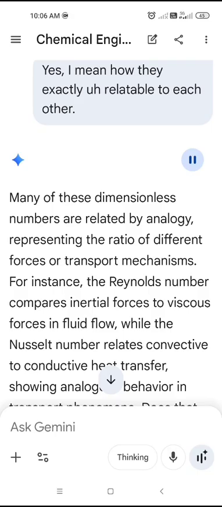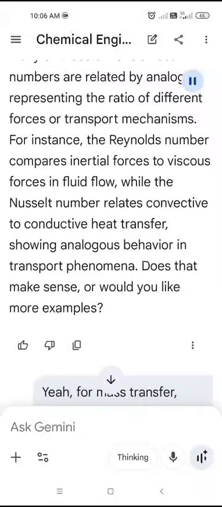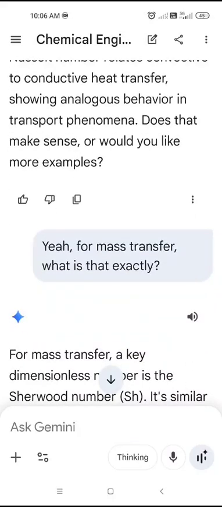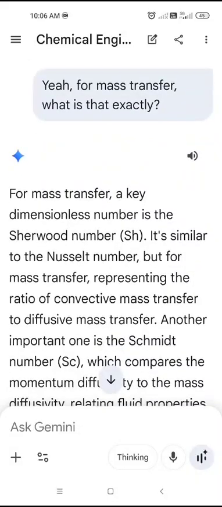Many of these dimensionless numbers are related by analogy, representing the ratio of different forces or transport mechanisms. For instance, the Reynolds number compares inertial forces to viscous forces in fluid flow, while the Nusselt number relates convective to conductive heat transfer, showing analogous behavior in transport phenomena. Does that make sense? Or would you like more examples? Yeah, for mass transfer, what is that exactly?